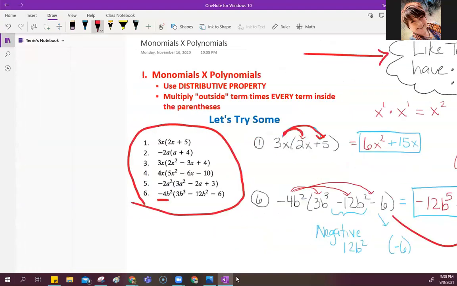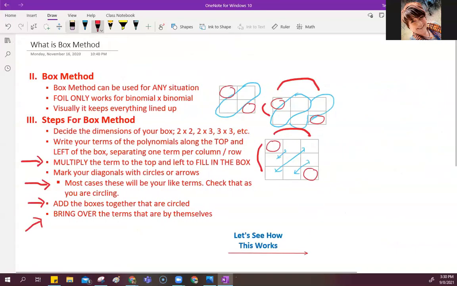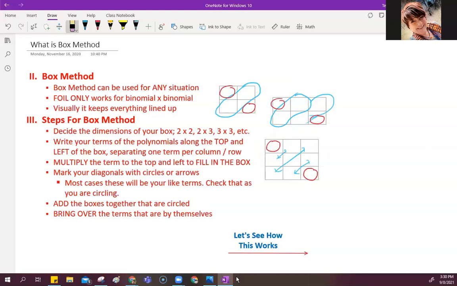We'll head over to the next part. What is box method? Box method will work for any of them, not just for a 2x2. FOIL only works for bi times bi, but the box method will work for any one of them. You can see bi right there. You can also see where I've set up a bi times a tri. This would be a binomial times a trinomial, 3 terms. It's a 2x3. There's a 3x3.